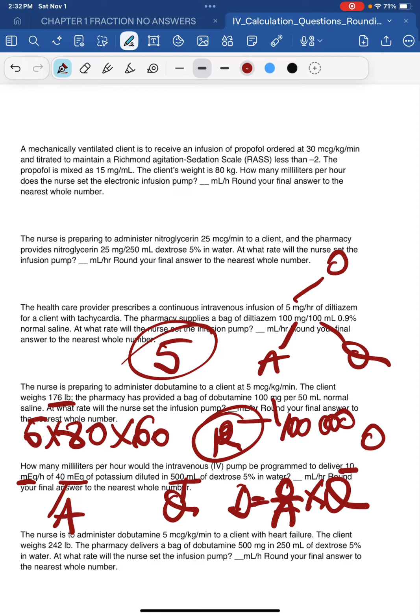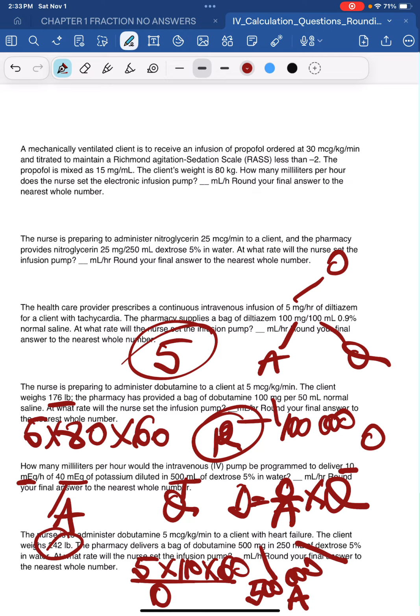Move on to the next one. Next one, what are we looking? Milliliter per hour. We did that already. So you gotta convert that weight to kilogram. 242 divided by 2.2. You got 110. So you're gonna get 5 multiplied by 110 multiplied by 60. This is gonna be your order. Then, because you got microgram there, convert that 500 milligram to microgram, 500,000. This is gonna be your available. 250, that is your quantity. You're gonna do order multiplied by quantity divided by available. Do your thing. The reason we multiply by the weight is because of 5 microgram for each kilogram of body weight. That's why we gotta multiply by the weight in kilogram.